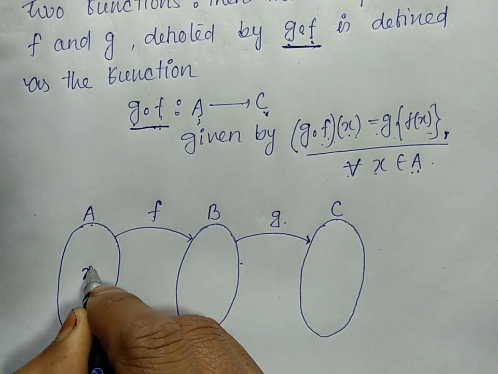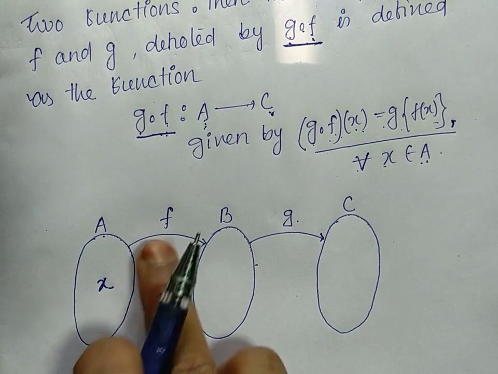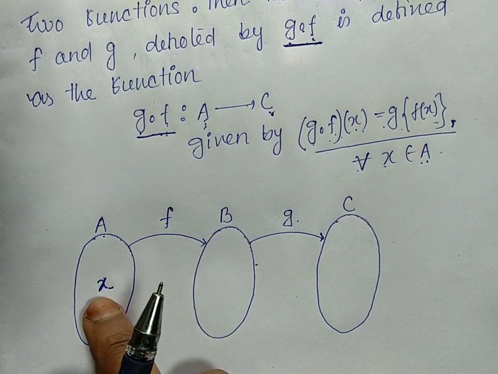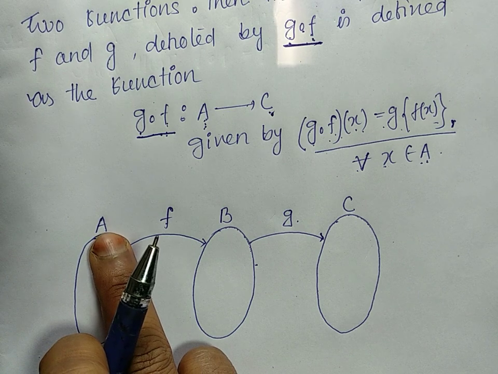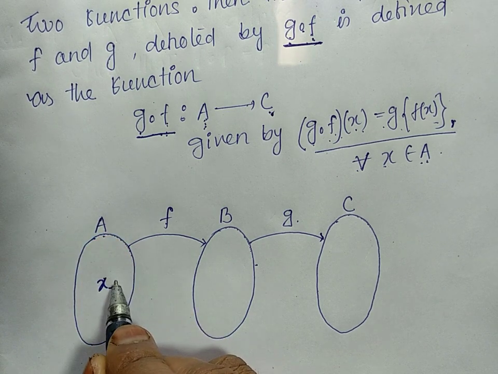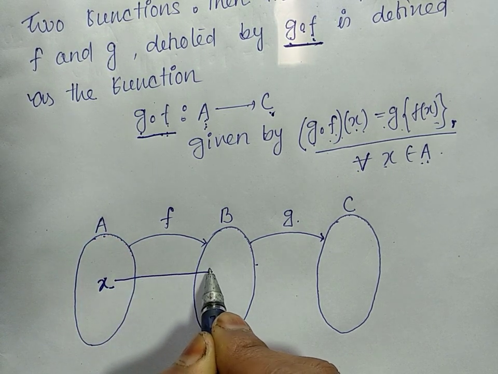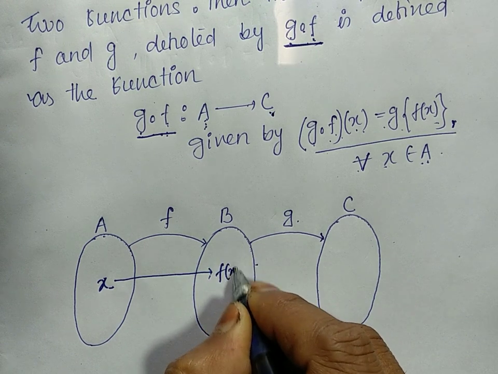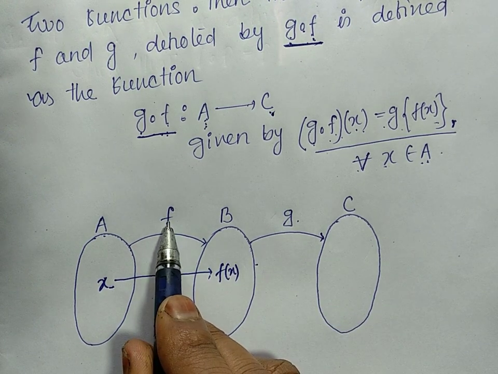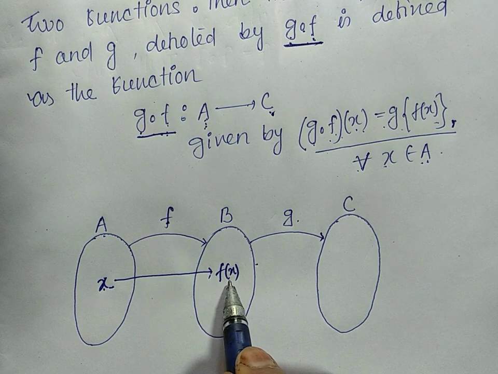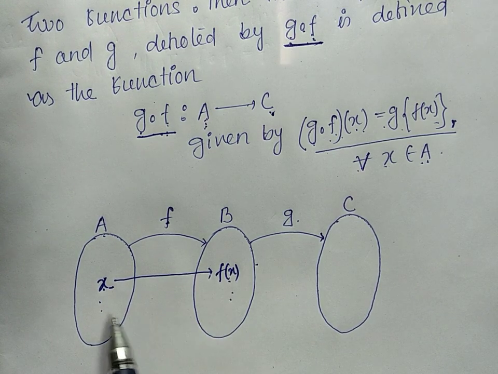Let x be the domain element for the function F. If I consider an element named x, then the image of x under the function f will be f of x. It is known to you. For the domain elements, the images will be f of x. If I consider a, f of a; if I consider c, f of c; if I consider z, f of z it will be.